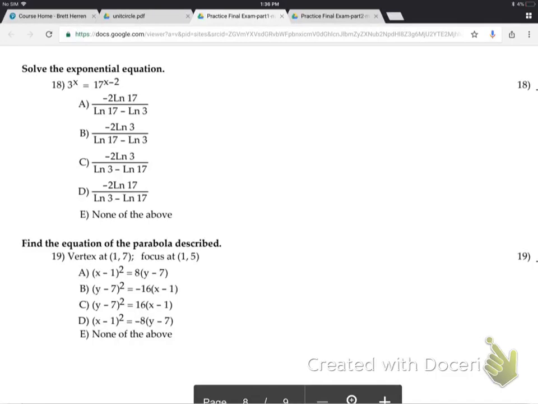Okay, so let's try number 18. 3 to the x is 17 to the x minus 2. You see all those natural logs in the answer, so you know we're going to do natural log, and that's what gets rid of the e. Natural log on both sides. And then, it doesn't cancel. Whoops. Natural log only cancels e. So what does it do here? Well, the powers come down.